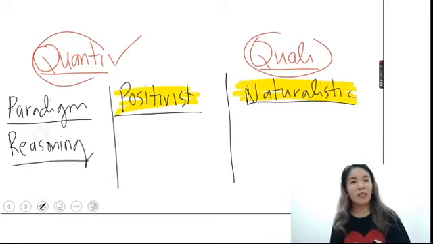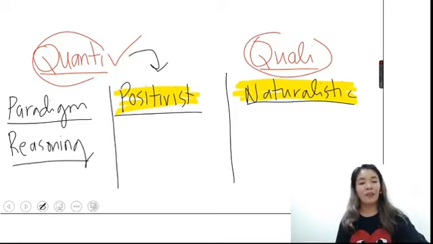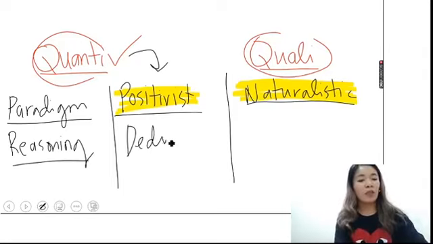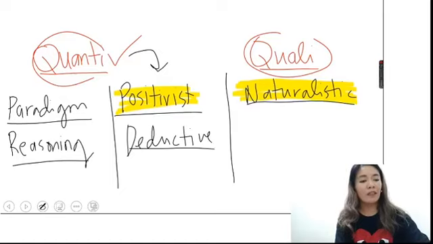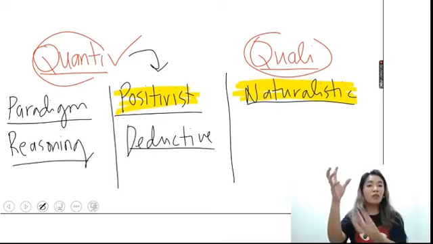Okay, next, reasoning. Okay? So, pag sinabi natin, nurses, na quantitative, okay, ang reasoning na ginagamit natin dito is what we call deductive reasoning. Okay? Deductive reasoning. A simple explanation of deductive reasoning is from general to specific.